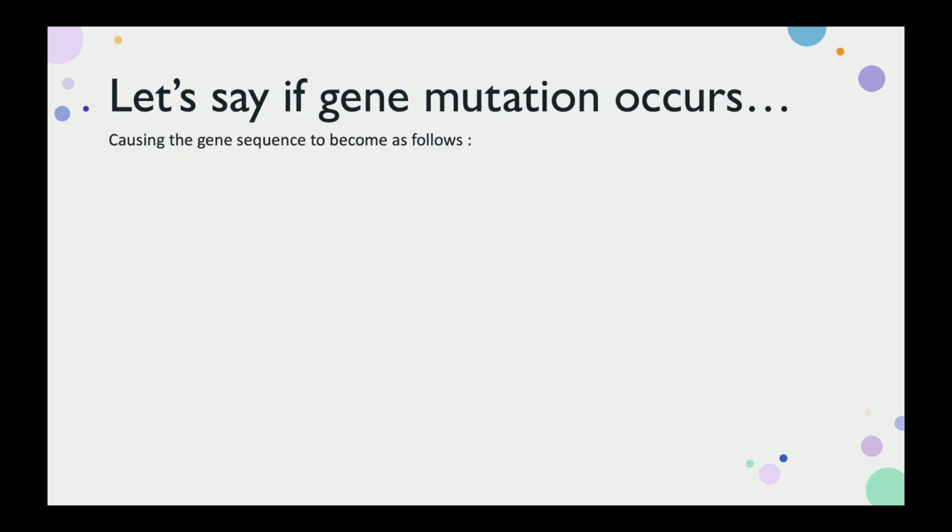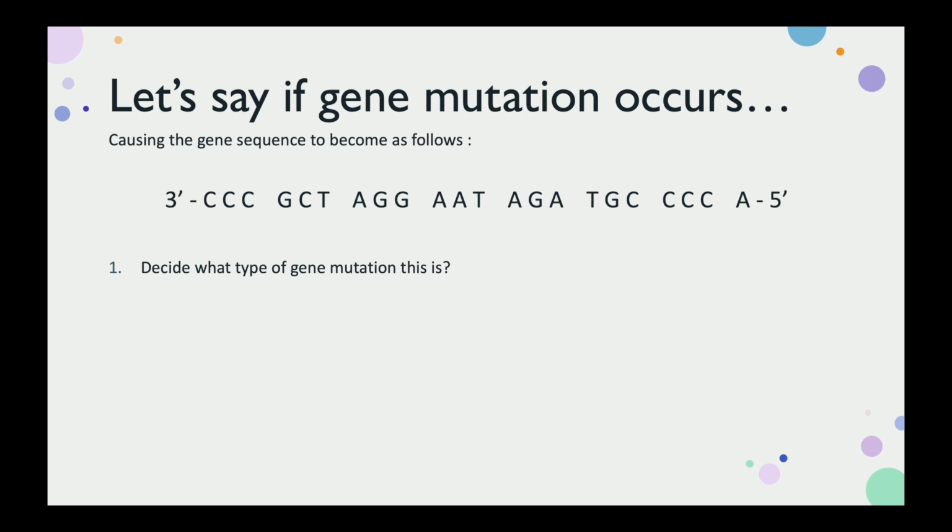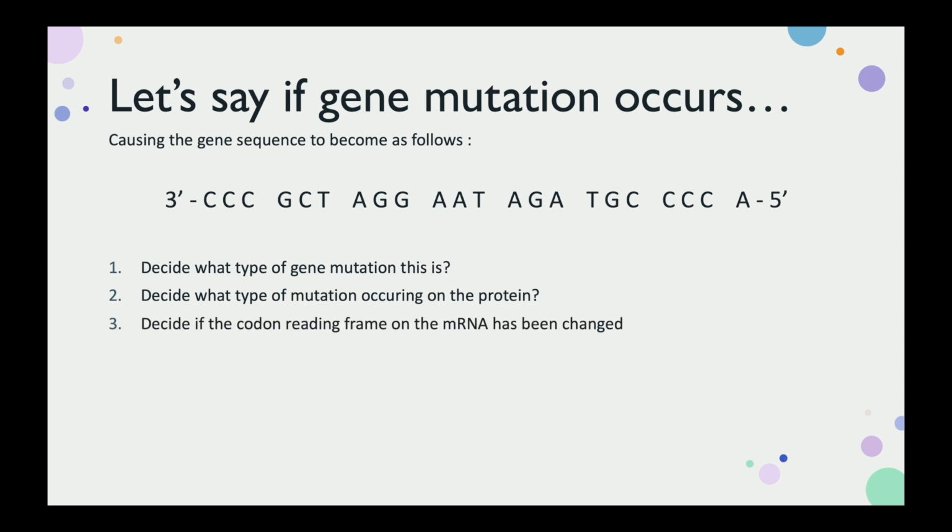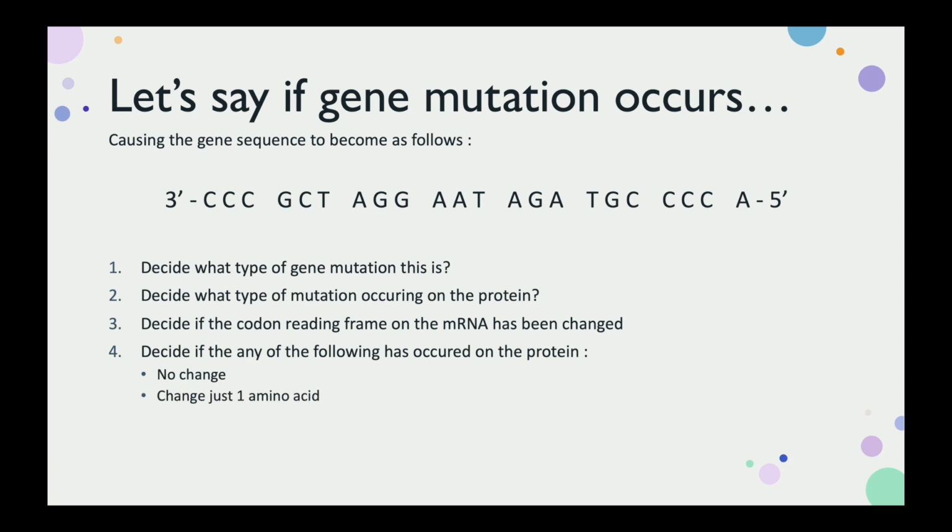Now let's say gene mutation occurs, causing the gene sequence to become as follows. Now you have to decide what type of gene mutation this is. What type of mutation is occurring on the protein? Decide if the codon reading frame on the mRNA has been changed or not. And decide if any of the following has occurred on the protein: no change, change just one amino acid, change the whole sequence of amino acids from the point of mutation, or produces a truncated protein.